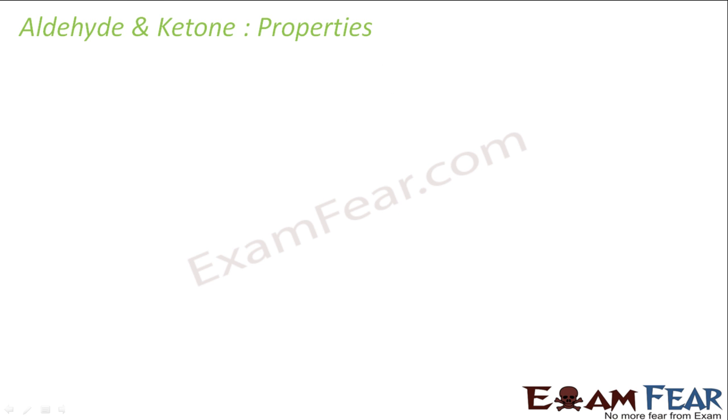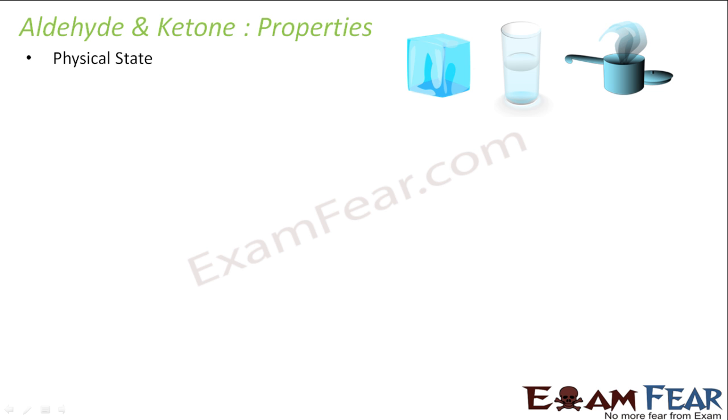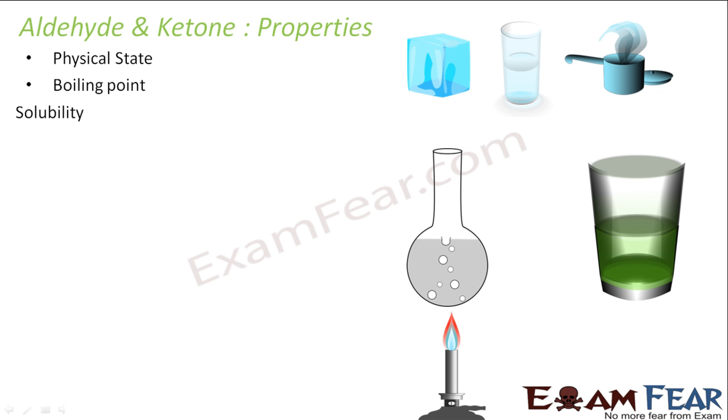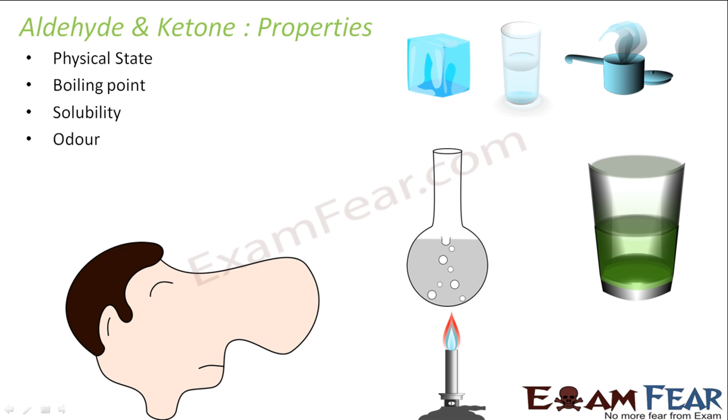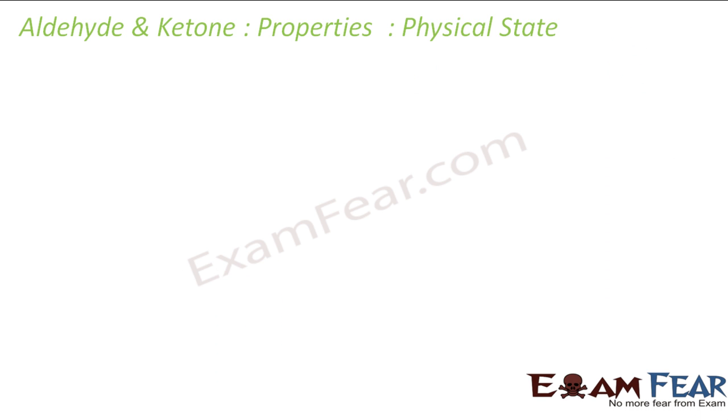Till now what we have done, we have named the aldehydes and ketones and we have discussed methods to prepare them. So now we know how to name aldehydes and ketones and we know how to prepare them. Now let's go one step further and understand the physical properties of aldehydes and ketones. I'll be discussing the physical state, boiling point, solubility and odor. So we'll discuss all these properties for aldehydes and ketones.